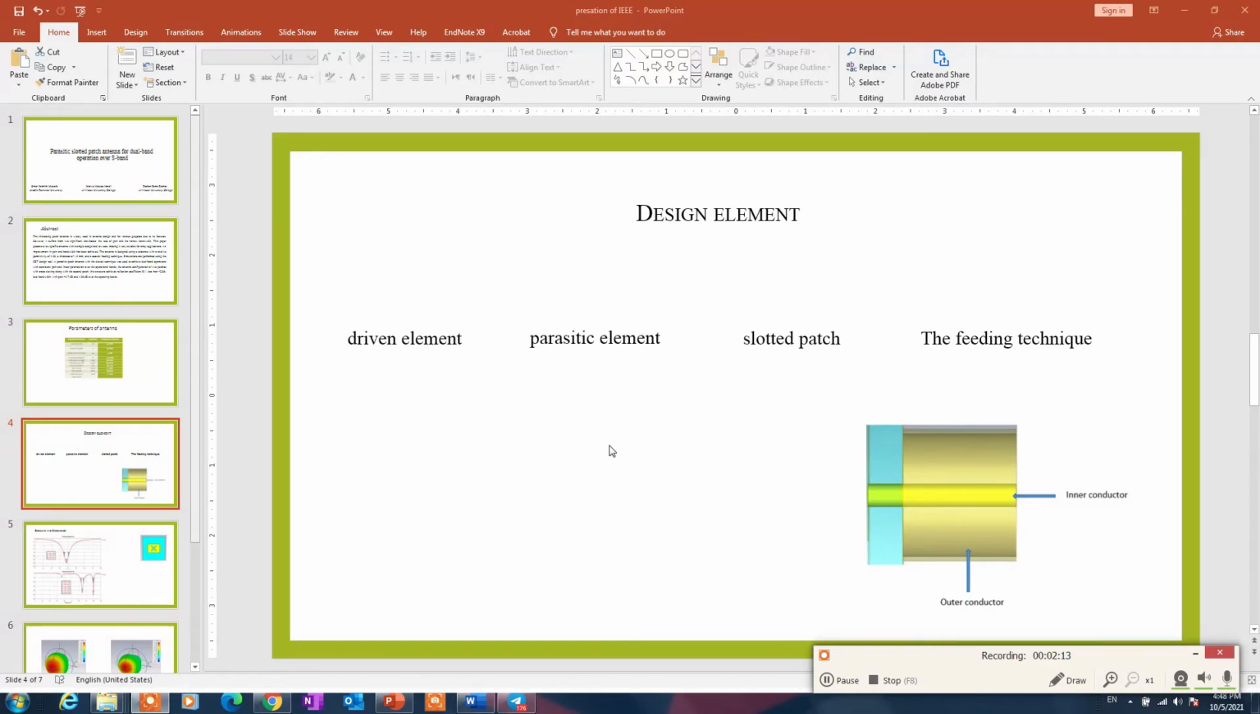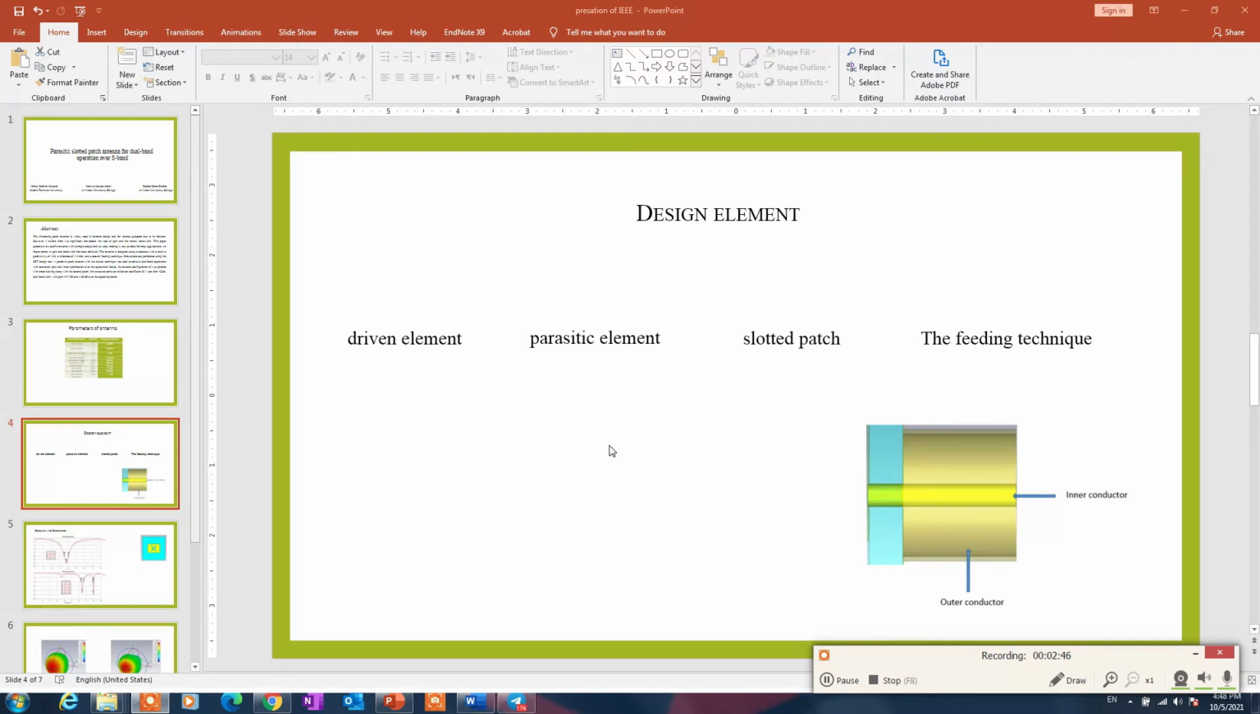And the last one is the feeding technique. As we know, the antenna input impedance must match the source impedance of 50 ohm for all radio frequency and microwave sources. The antenna acts as an impedance converter between the free space impedance and the 50 ohm source impedance. So, a feeding technology that achieves an internal resistance equal to 50 ohm is considered and applied.